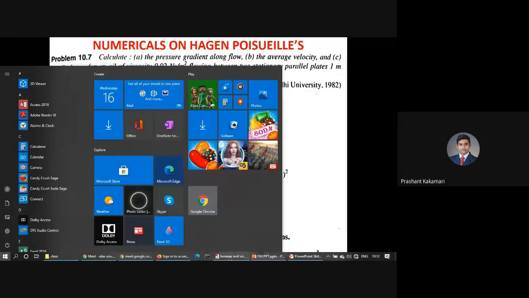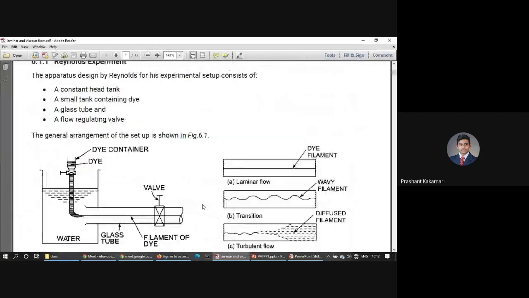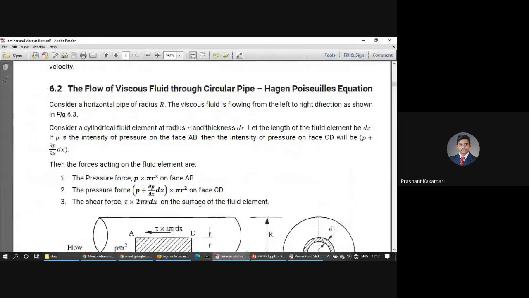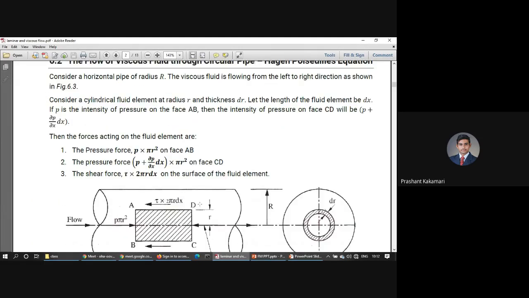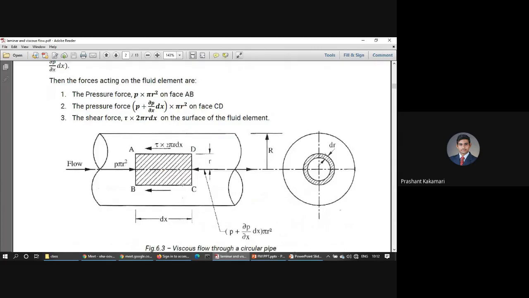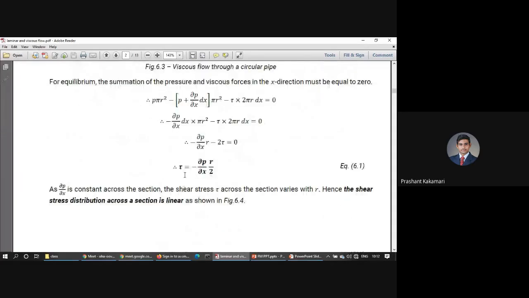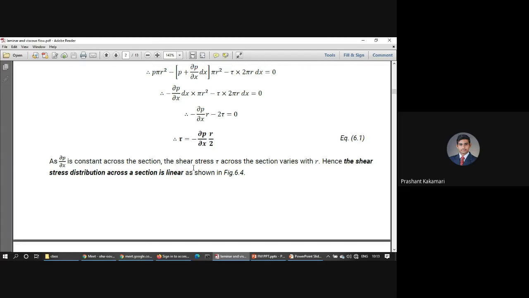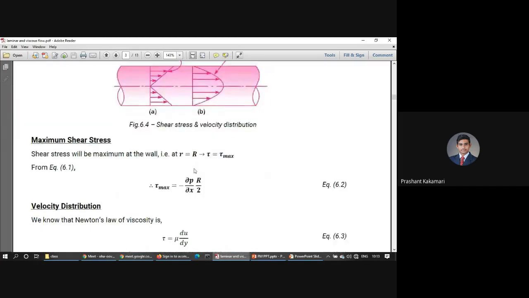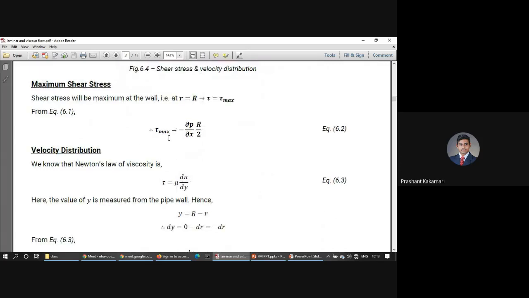I'll go through the theory behind these numericals once again. We discussed in the last class how to derive the Hagen-Poiseuille's equation, or the pressure head difference in pipe flow when it has laminar and viscous effects. For that we discussed the shear stress distribution, like tau equal to minus dou p by dou x into r by 2. The minus sign is taken here because it is in the right side direction. Then we discussed velocity distributions and maximum shear stress distribution.